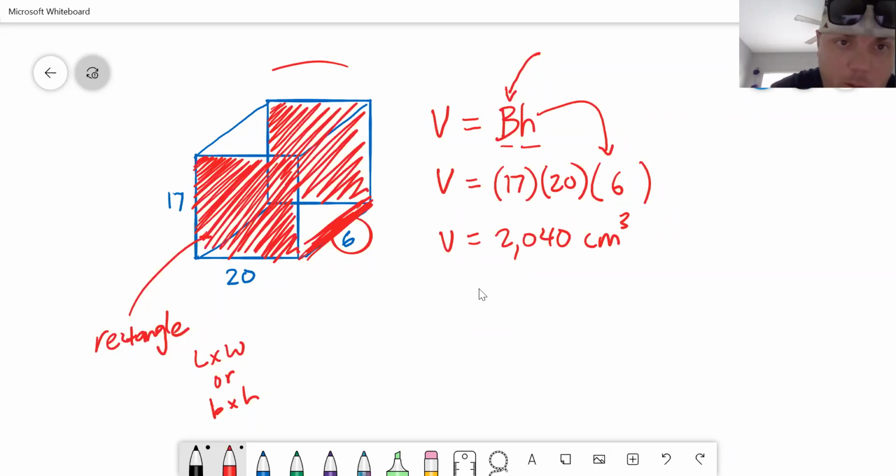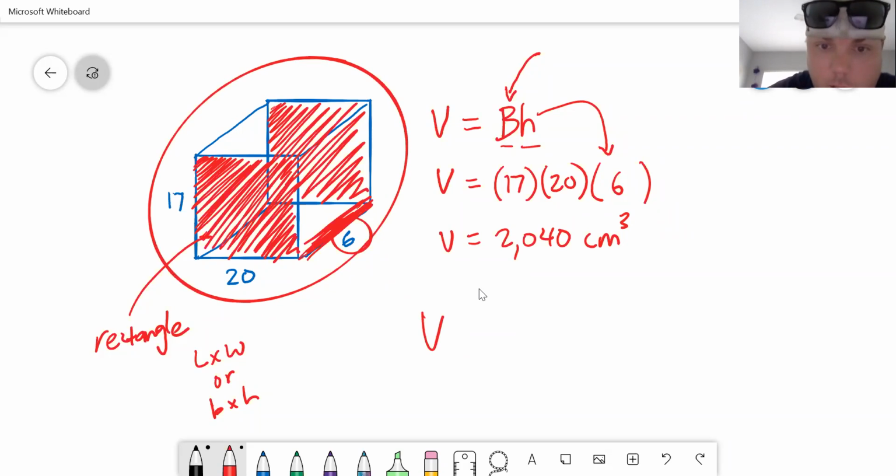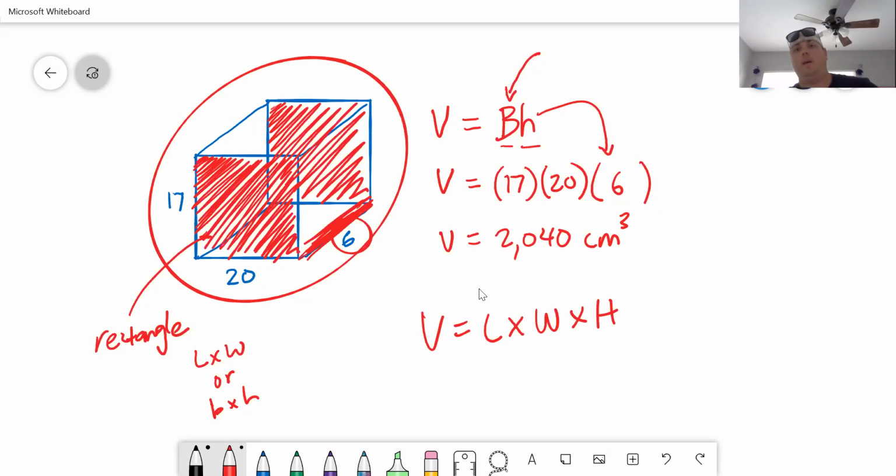Here's another one to remember, guys. Just an easy way to remember with a rectangular prism. It's always just going to be length times width times the height. That's another way to remember, just for rectangular prisms. So you can see we just multiplied the three numbers together, the length and the width and the height. Okay, so that's rectangular prism.